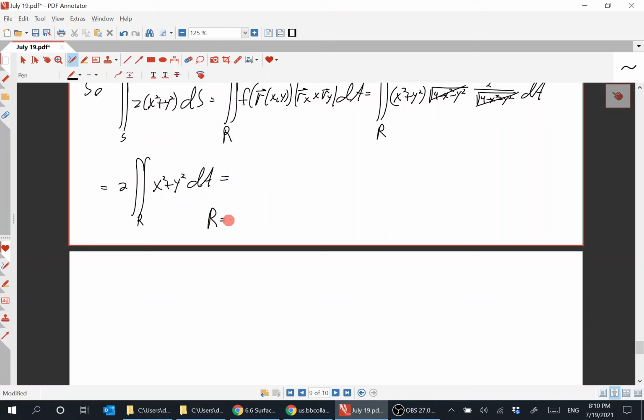All right, so r is equal to the circle of radius 2. So now you do actually have to convert. So this is a double integral, so now we'll convert to polar. Right, because that's not just a constant this time around. We actually have to do some work here.